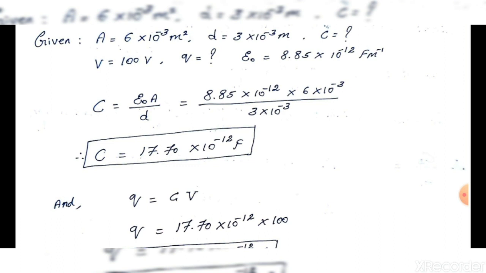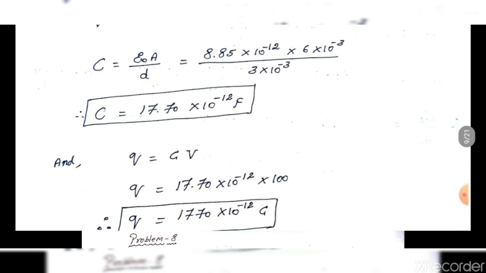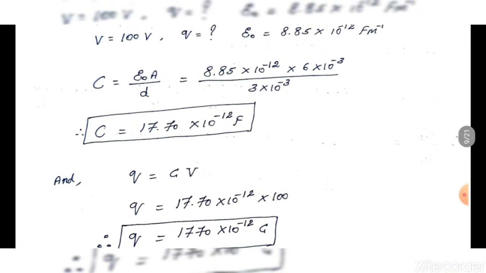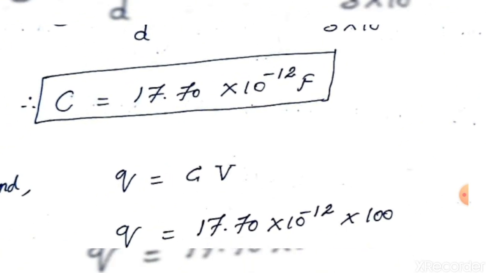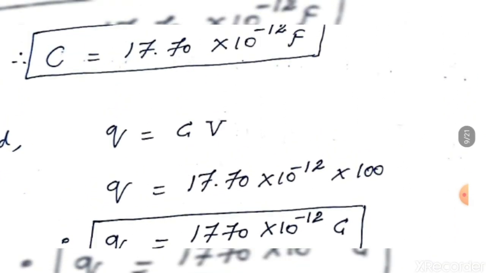in picofarad, that is 10 power minus 12 farads, and we have to find the charge on each plate. So this is the formula: Q is equal to CV. So C we found out here, 17.70, and V they gave 100 volt, so just multiply it, you will get the charge. So we have to find the capacitance by using epsilon naught A by d, and we can find the charge by using the capacitance definition. We know C is equal to Q by V, therefore Q becomes CV. Substitute the C and V values there, you will come to know the charge on each plate.